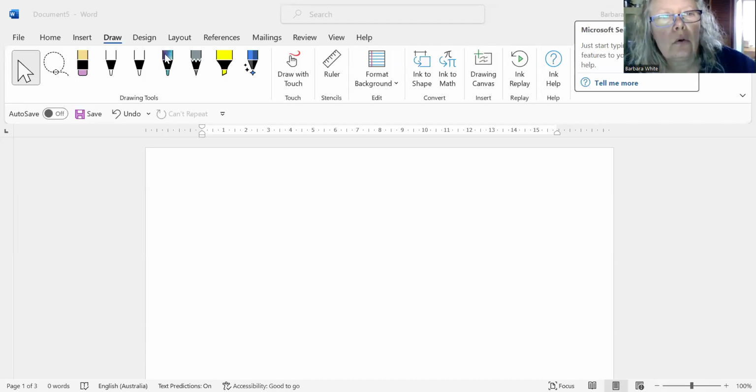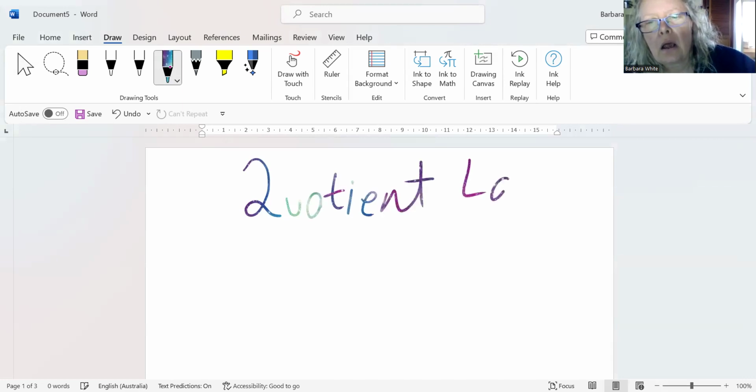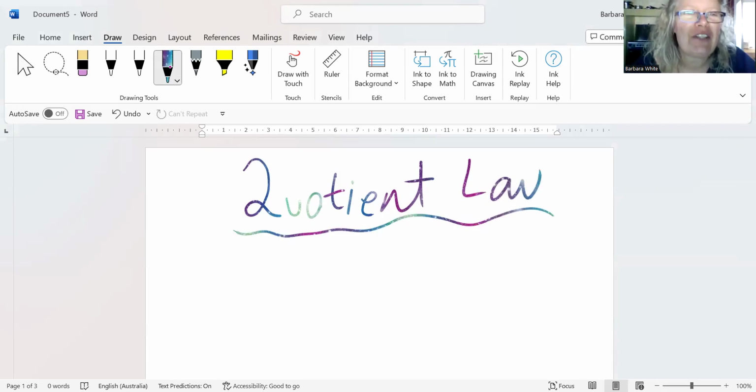Okay, here we go with the quotient law. And I can't write and talk at the same time. I found a different color rainbow pen, so I'm using that this time.